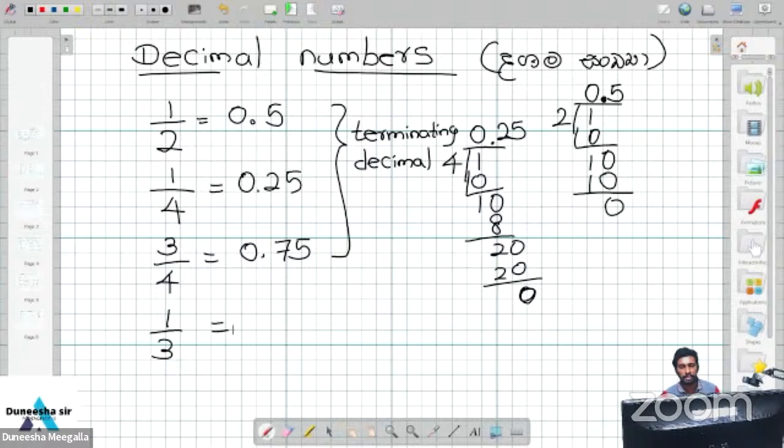Okay, we call this terminating decimals. Okay, terminating decimals. Then can you get 1 over 3? What is 1 over 3? Divide and get the answer.